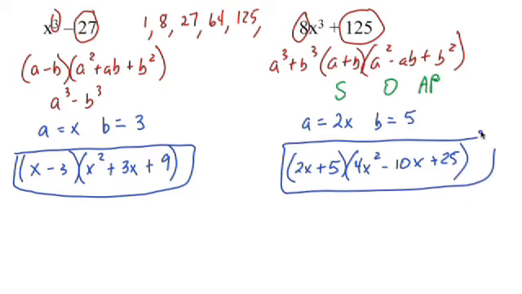Again, you cannot factor 4x squared minus 10x plus 25. You can try it. It won't factor. Don't bother trying to factor these. It's just a waste of time.